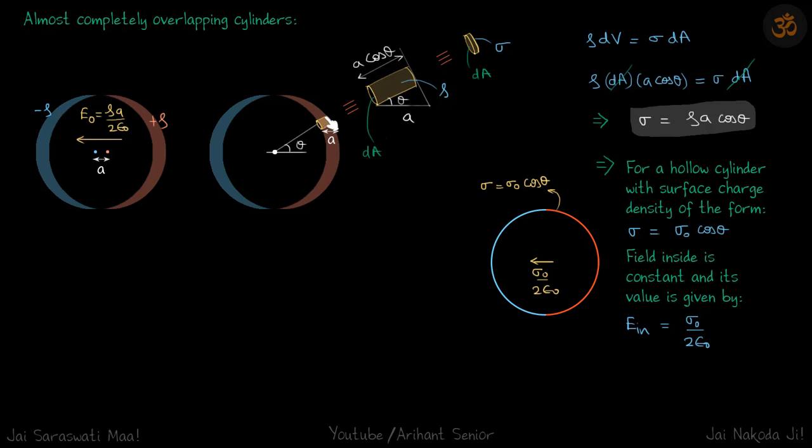We take a small cylindrical element here, and the volume of that element is going to be dA times this length. Now the centers of the two cylinders are separated by distance A. So any two points on the same horizontal line are also going to be separated by distance A. So this distance is A. If this is A and this angle is theta, the same as this, then the length of the cylinder element is A cos theta.